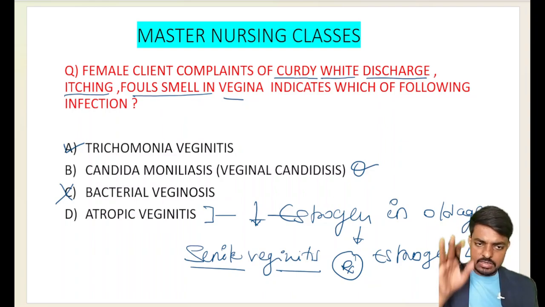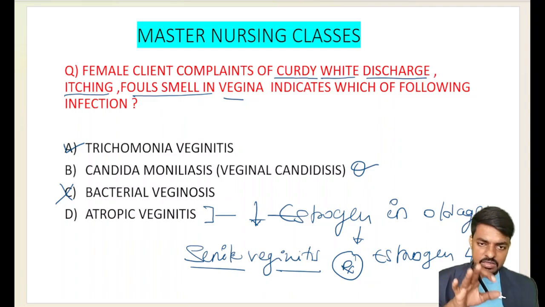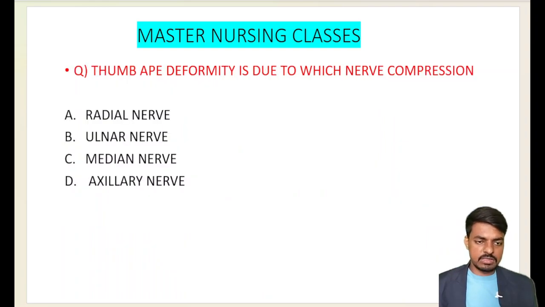If there is no itching, the answer goes to bacterial vaginosis. If itching with green color discharge, the answer goes to Trichomonas vaginitis. And with itching, white curdy color discharge with foul smell, the answer goes to, very important, Candida moniliasis. Very important. So this is our next question.